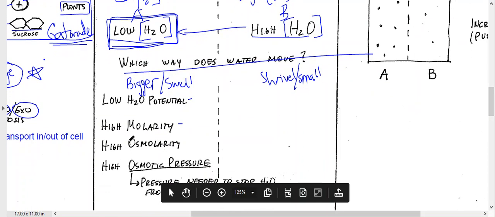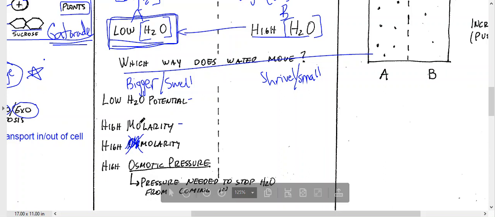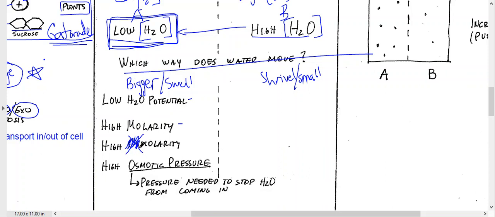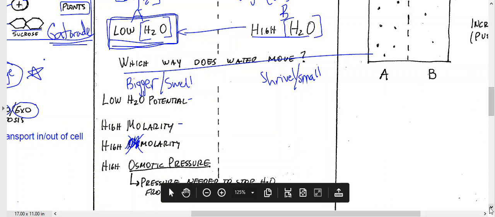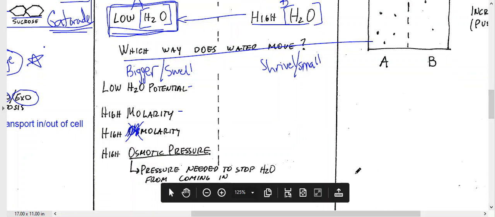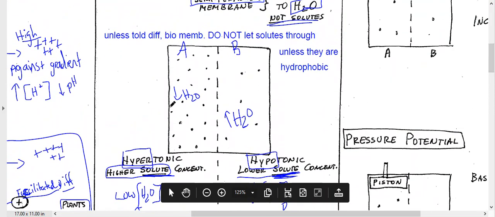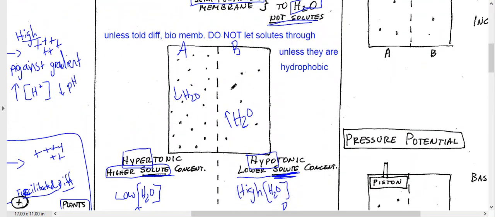If you ever see the word osmolarity, I just want you to cross off the prefix os. It's just kind of distracting. It really just means the same thing. So high molarity means the same thing as high osmolarity. And it also means that you have high osmotic pressure. Osmotic pressure is the pressure needed to stop water coming in. So if we look back at A, because water is going to diffuse from a high to a low concentration, water really, really wants to move to side A.